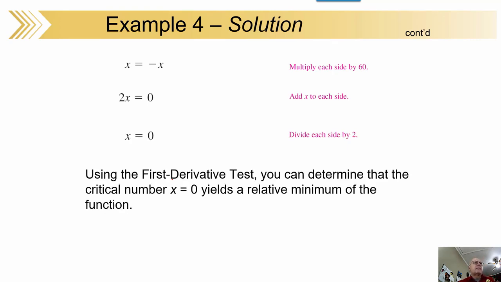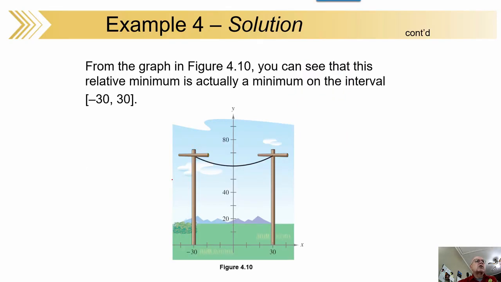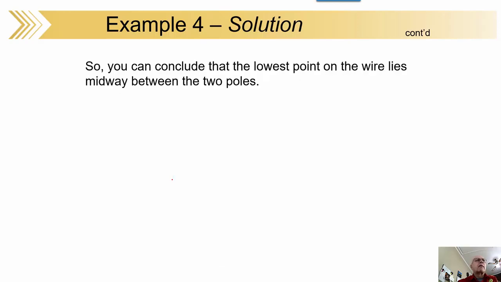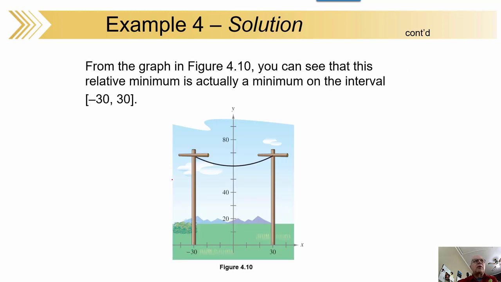And because you know it's the lowest point, that's going to be a relative minimum of the function. There's our picture. And you can see it with this graph overlaid. You can see that it's a minimum on the interval -30 to 30. Notice the poles are 60 meters or feet apart, I forget. Let's say feet for the time being anyway. So it's halfway between the two poles. See? Halfway between the two poles.